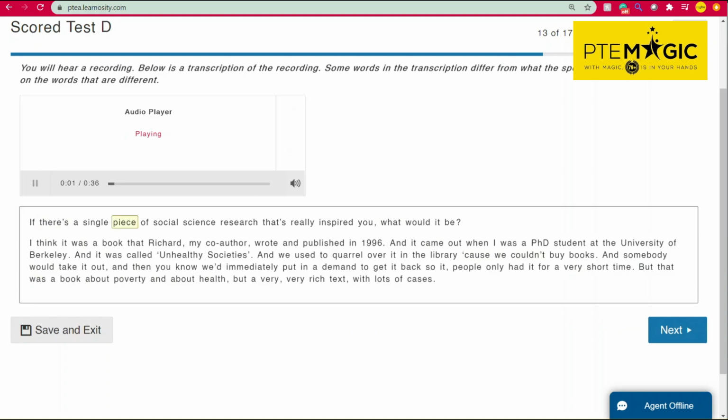If there's a single piece of social science research that's really inspired you, what would it be? I think it was a book that Richard, my co-author, wrote and published in 1996, and it came out when I was a PhD student at the University of Berkeley. It was called Unhealthy Societies, and we used to fight over it in the library because we couldn't afford books. Somebody would take it out, and we'd immediately put in a request to get it back, so people only had it for a very short time. But that was a book about inequality and about health, a very rich text with lots of examples.